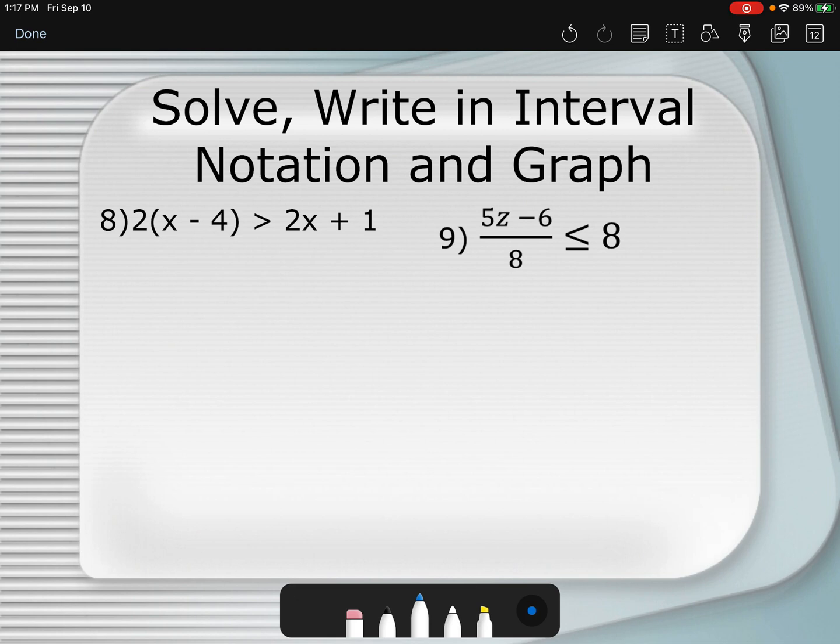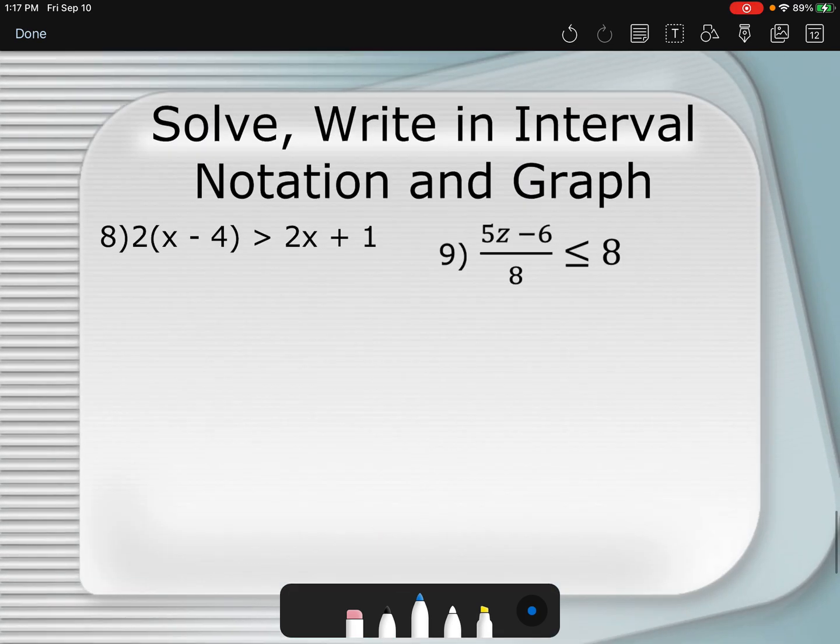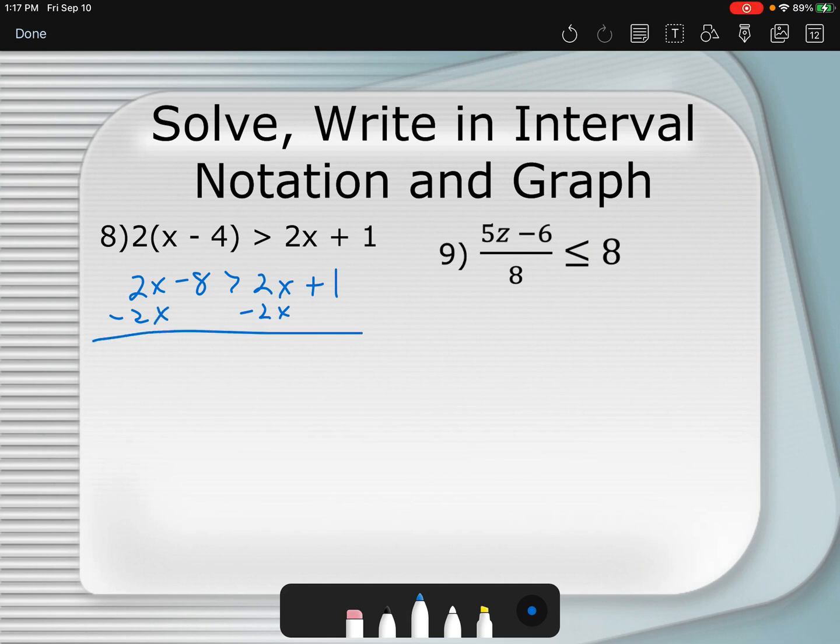Okay. Lastly then, we're going to keep going and solve ones like this. Oh, wait a minute. If I subtract 2x and then look at the problem, is -8 greater than 1? No, so it's no solution. So we don't even have to mess with it. We're done.